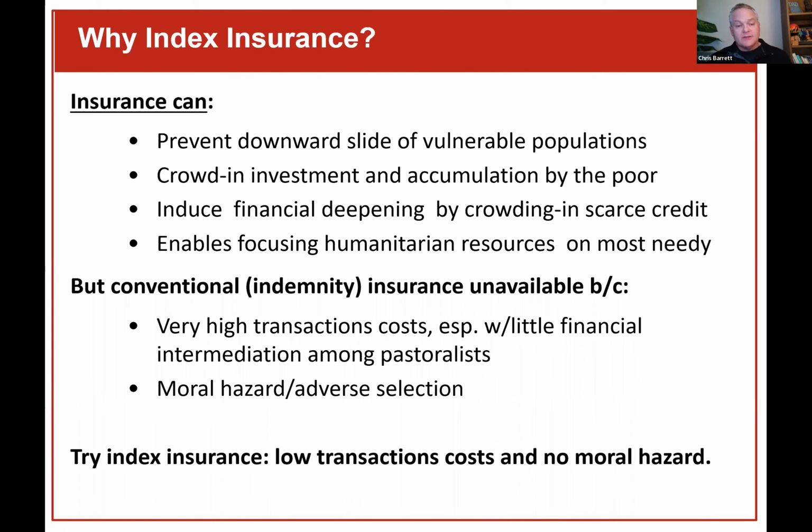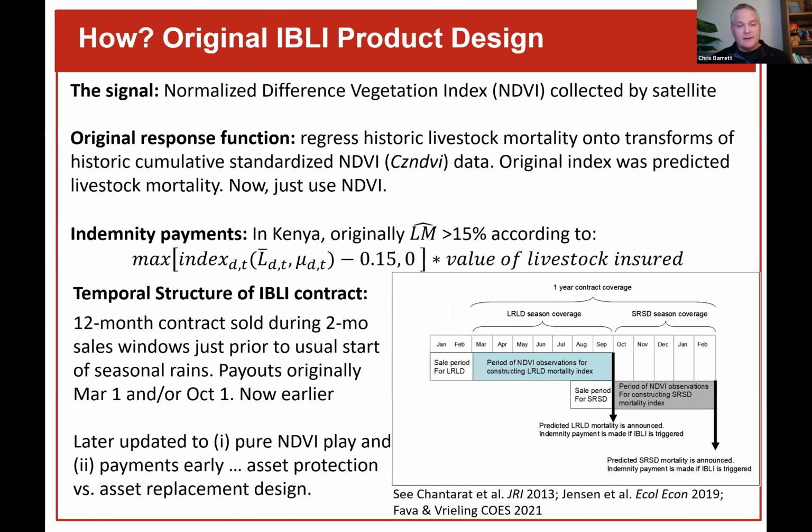So we decided to try index insurance, an instrument that was still relatively new when we were first working on this in the late 2000s. We first piloted IBLI in northern Kenya in January of 2010. But also this was seen as a mechanism that is relatively low transactions costs, especially by eliminating the need for claims adjustment. And it also essentially eliminates moral hazard problems. So we thought this was worth a try.